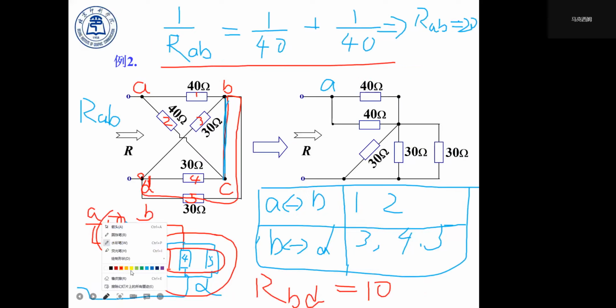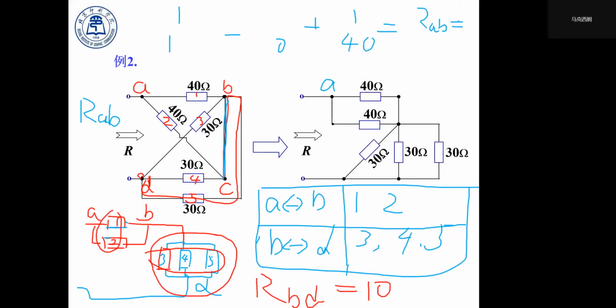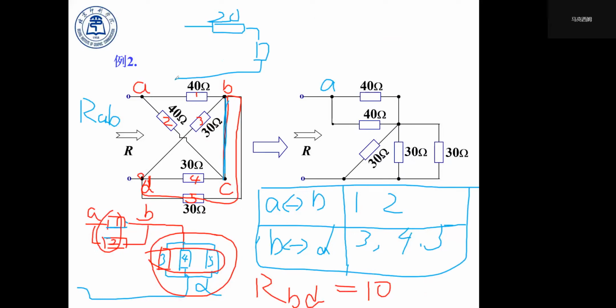And then we can have this 20 ohm in series connection with a 10 ohm. So the rest is a piece of cake. 20 plus 10 equals 30. Right? Yeah.